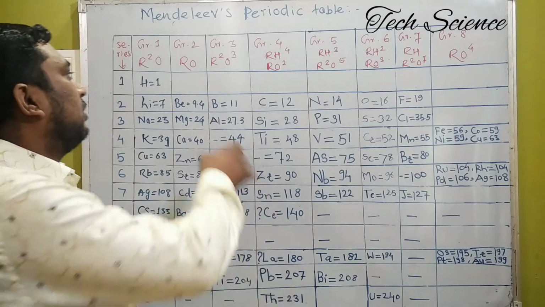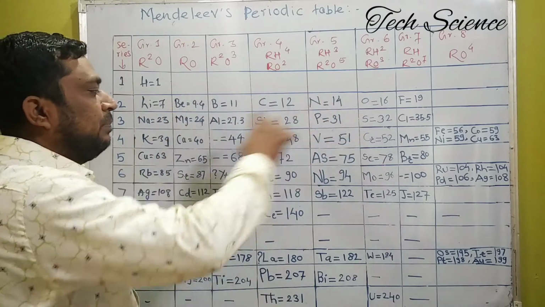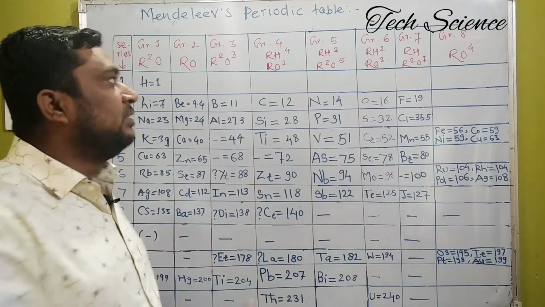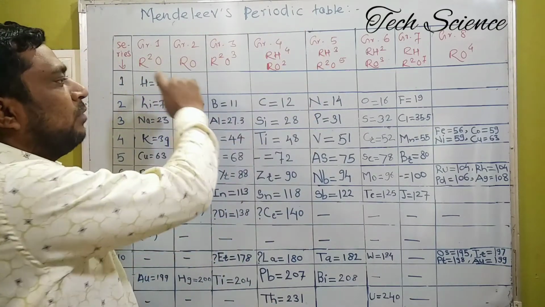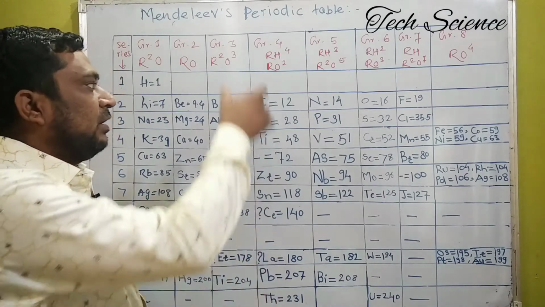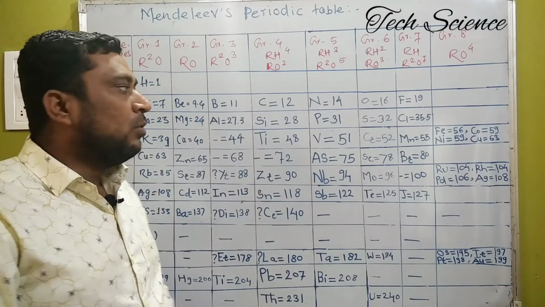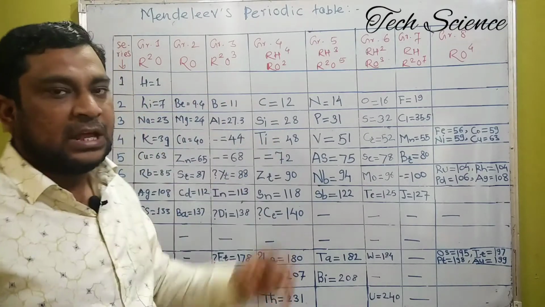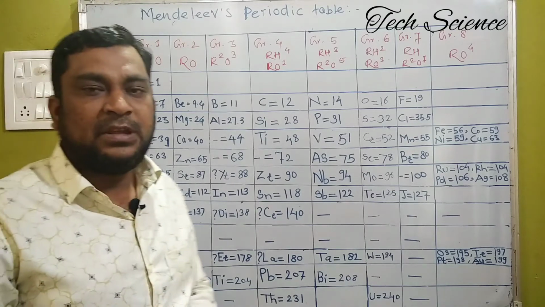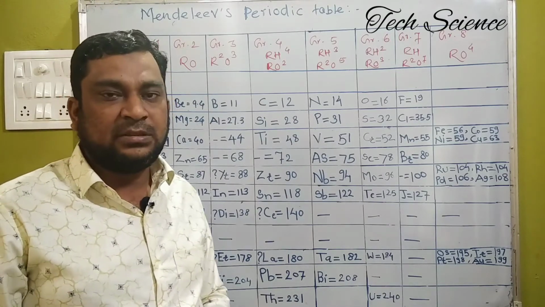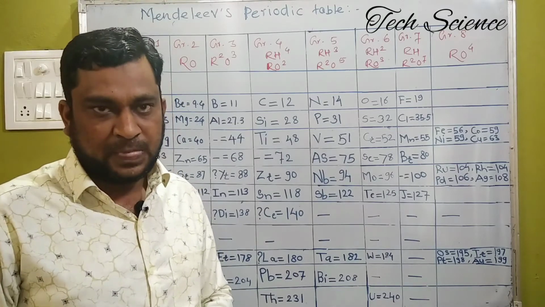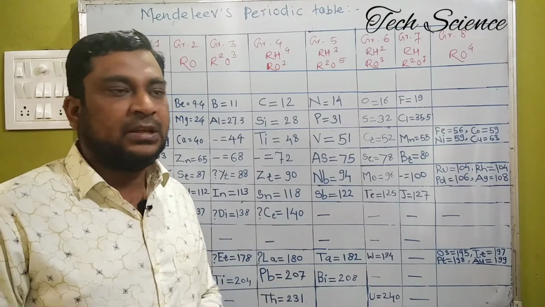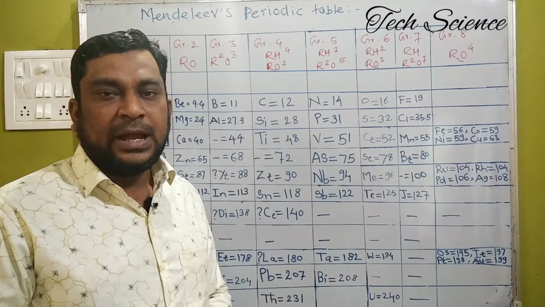And here the rows are called periods, and the columns are called groups. That's why I have written group number 1, group number 2, and so on. So the vertical columns are called groups, and the horizontal rows are called periods. Here also, Mendeleev considered the most fundamental property of an element to be atomic mass number, and he arranged the elements in the increasing order of their atomic mass number.